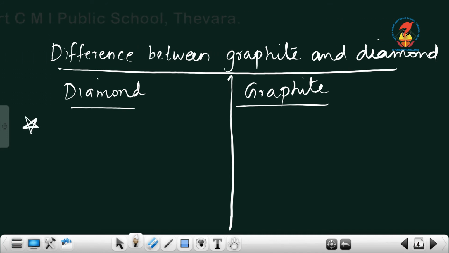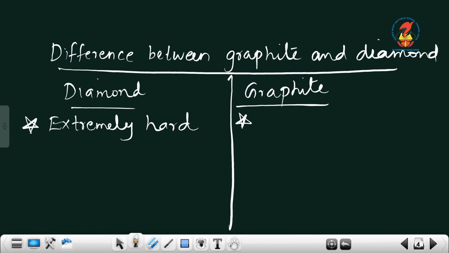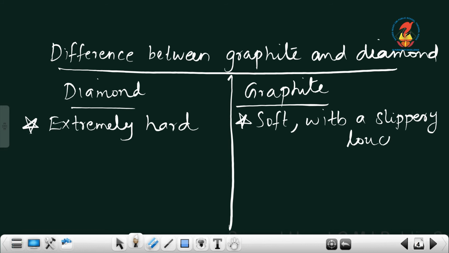So, the first one: diamond is extremely hard. As you all know, diamond is the hardest substance known. Graphite is soft with a slippery touch. All these differences are due to the difference in the manner in which carbon atoms are arranged in them. Extremely hard, soft with a slippery touch.